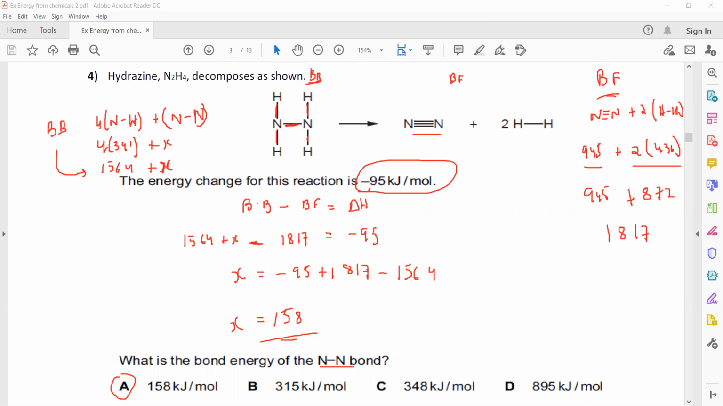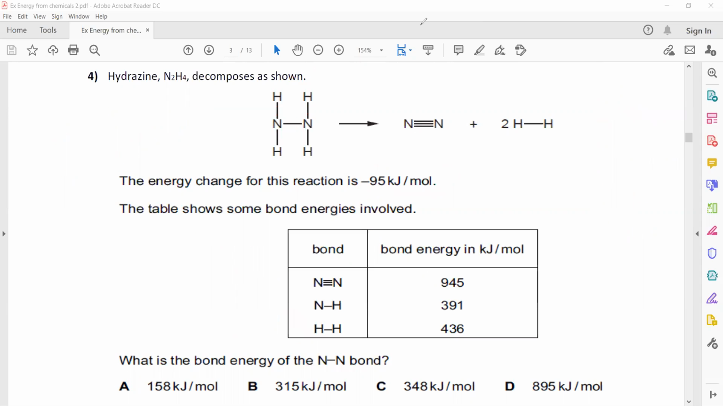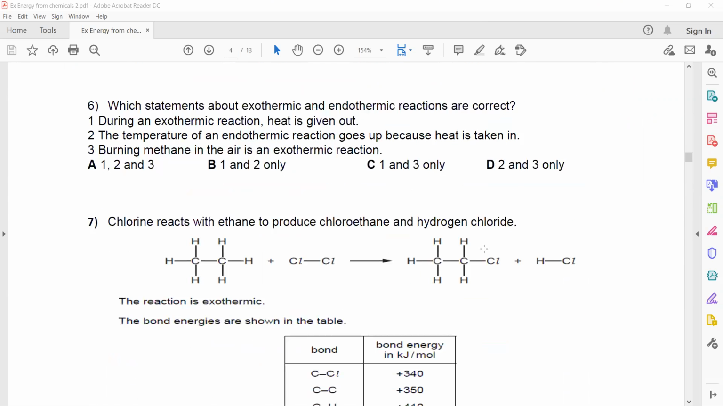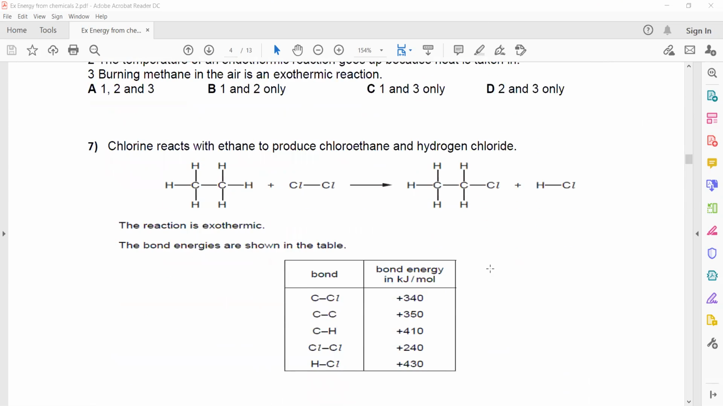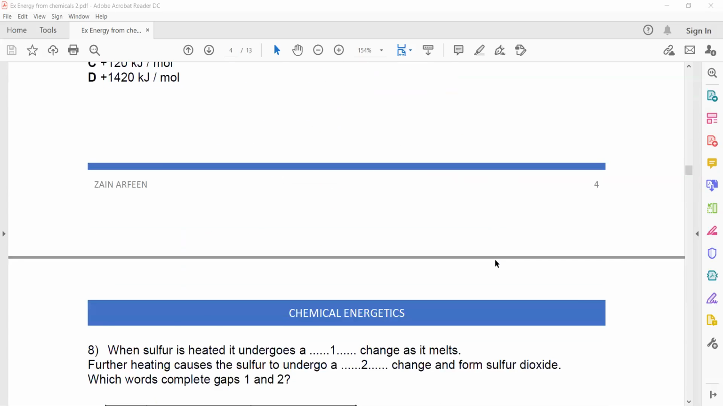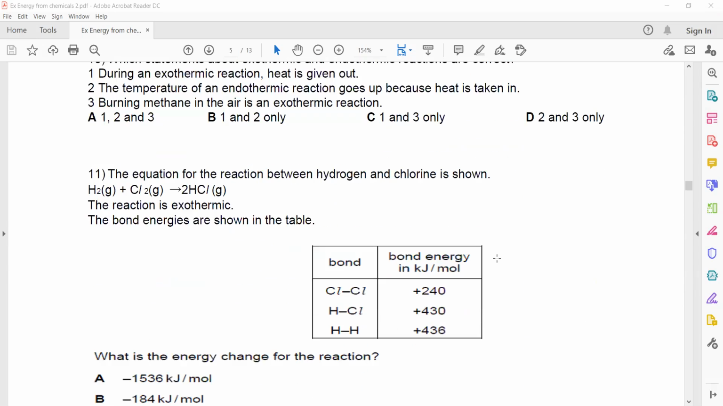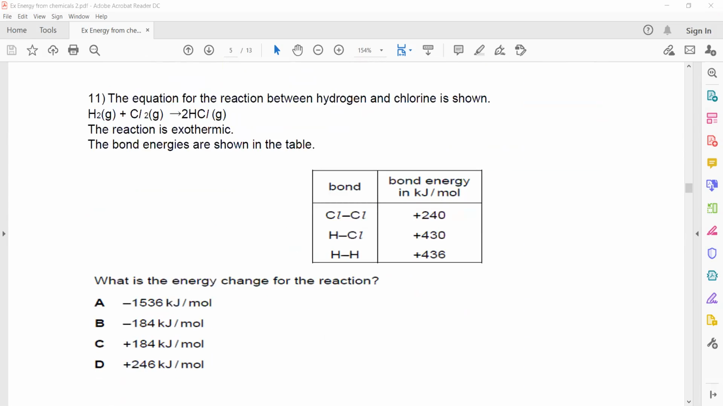Any doubt from question 6 to 10? Question 6 to question 10. Then question 11 to 15, any doubt? Question 13.